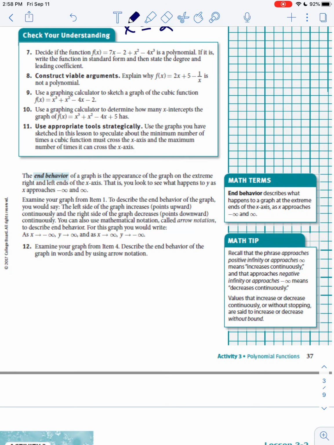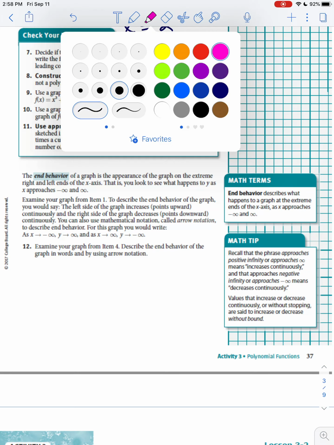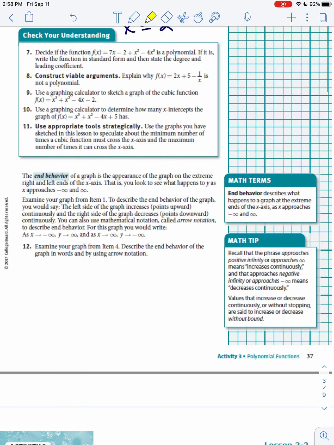All right, we're going to skip the check your understanding, and we're going to talk a little bit about end behavior next. So end behavior is pretty important. You're going to get a lot of questions about end behavior. So let's talk about what it is first. The end behavior of a graph is the appearance of the graph at the extreme right and left ends of the x-axis. That is, you look to see what happens to y as x approaches negative infinity and positive infinity.